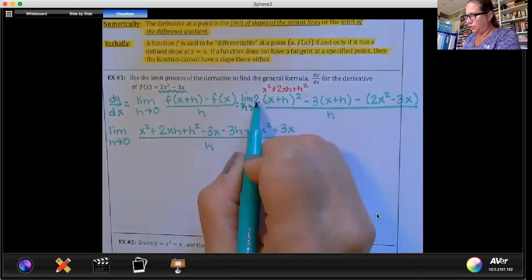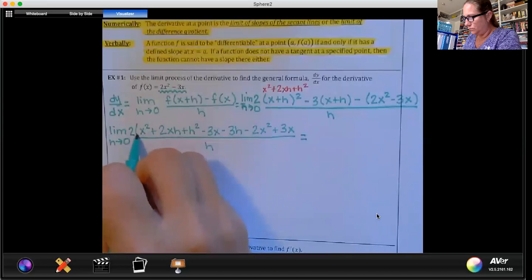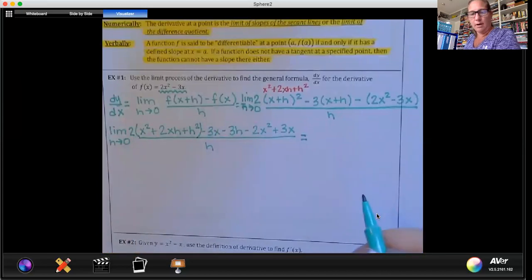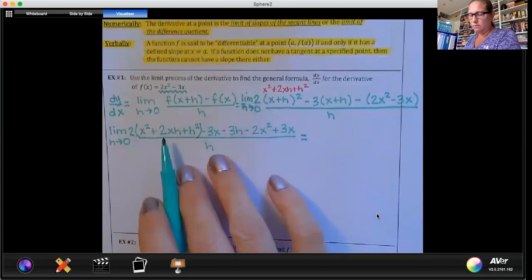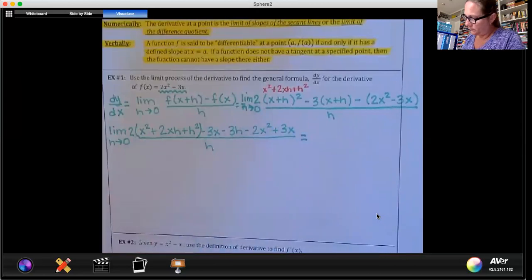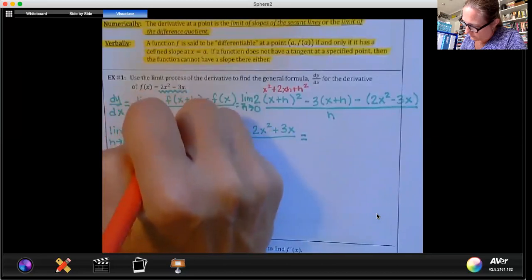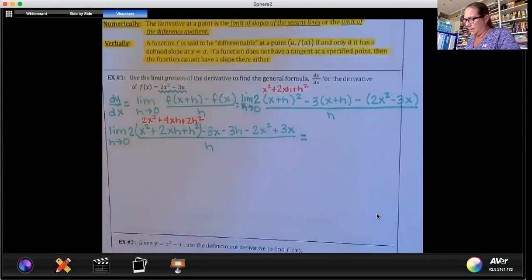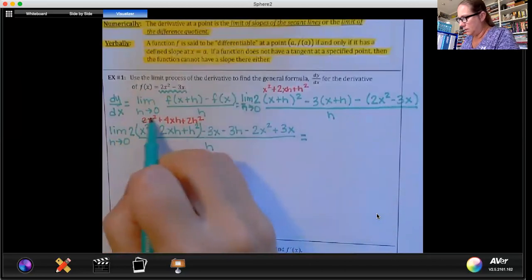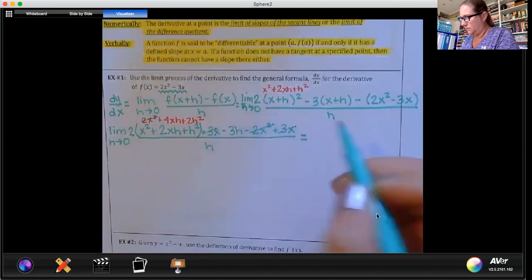So I forgot my 2 here, so I need to go back in and distribute the 2. I wrote it really small, so I ended up forgetting that when I plug it in. So I'm going to distribute the 2 and see where I can cancel. So my 2x squareds are going to cancel. My 3x's are going to cancel.